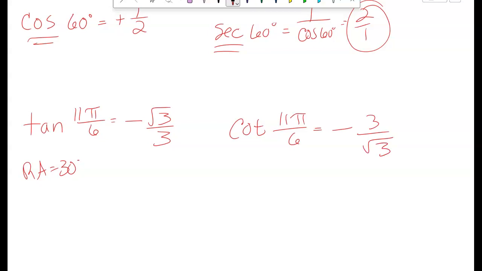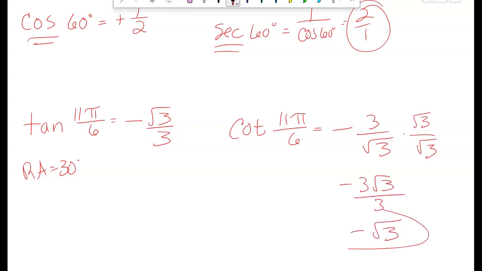Rationalize your denominator. Let me do a quick review of how to do that. That means you multiply the numerator and the denominator by root 3 over root 3. And you get negative root 3 over 3, which simplifies down to be what? Notice the flips between the two. You get them down pretty quickly after a while.